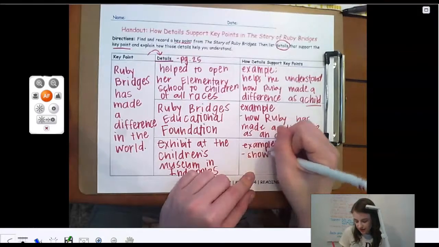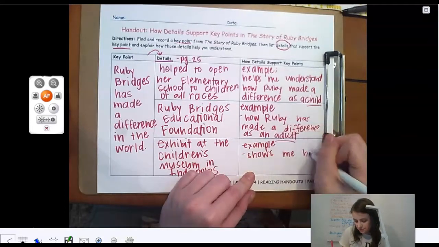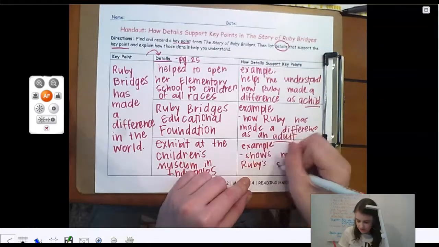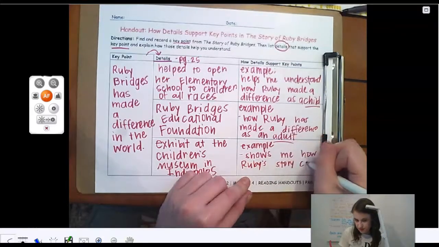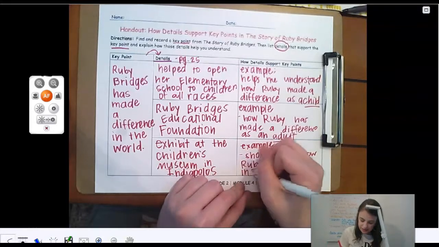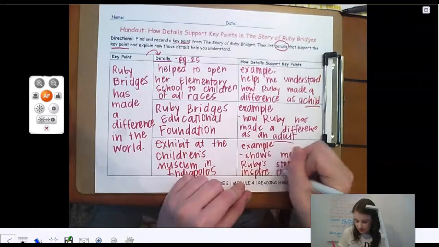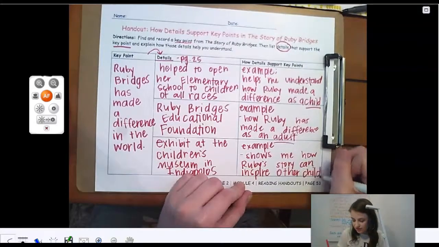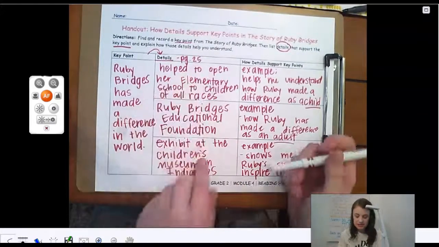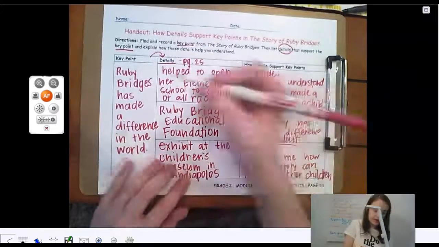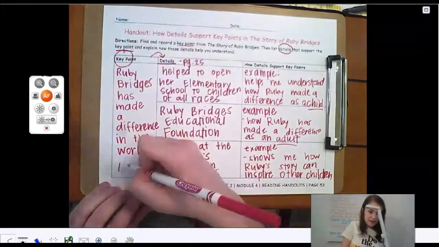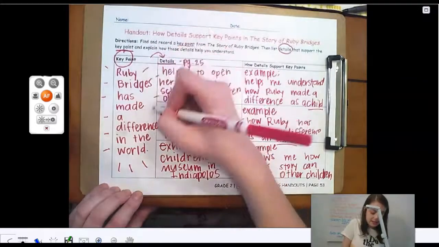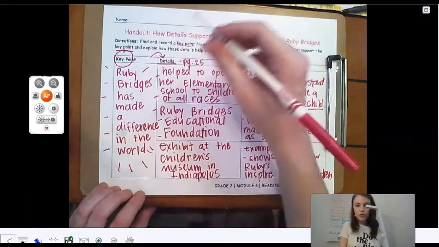Shows me how Ruby's story can inspire other children. Wow, this is so neat to see how all of these details helped me understand the key point, which is that Ruby Bridges has made a difference in the world.